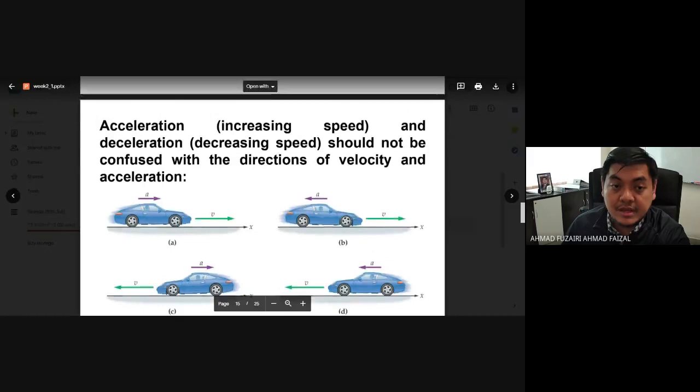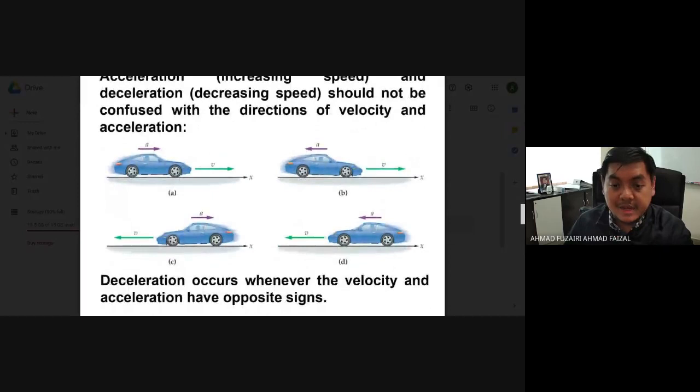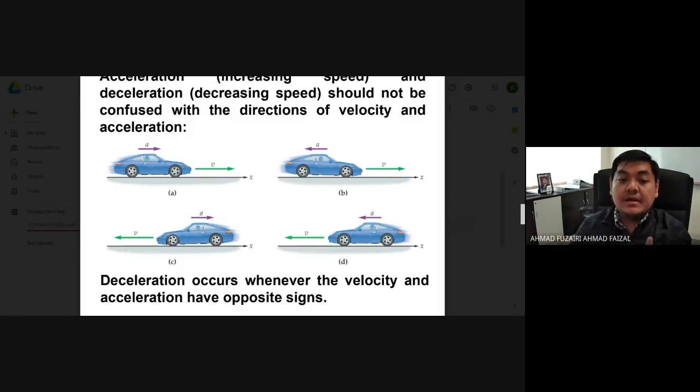Acceleration is normally an increase in speed and deceleration a decrease in speed, but this should not be confused with the directions of velocity. Look at the directions of velocity and acceleration. We cannot say that acceleration must follow the direction of velocity. Look here: in figure B and figure C, the acceleration and velocity are against each other, because deceleration occurs whenever the velocity and acceleration have opposite signs. So that is what deceleration means. The deceleration is negative a, okay?